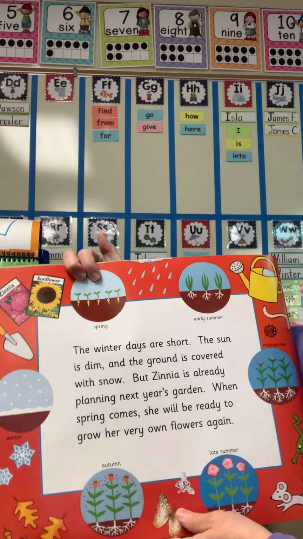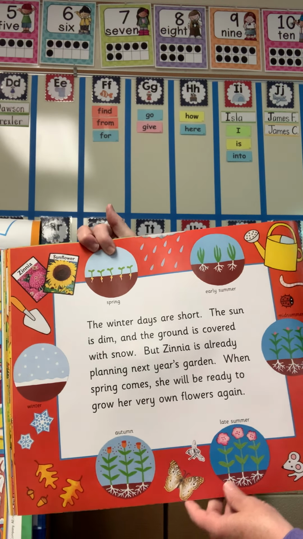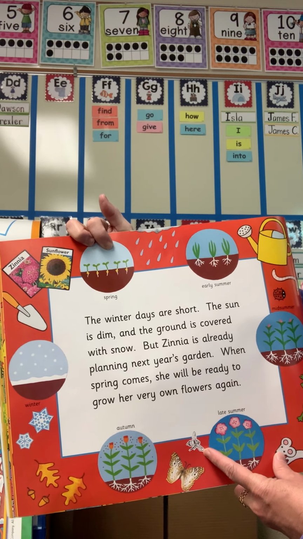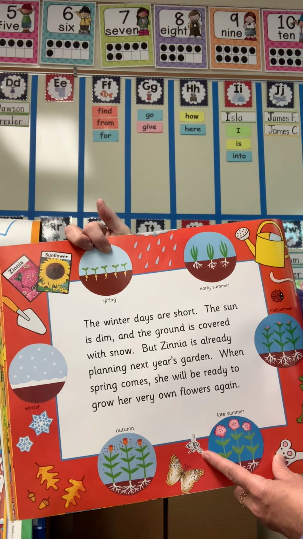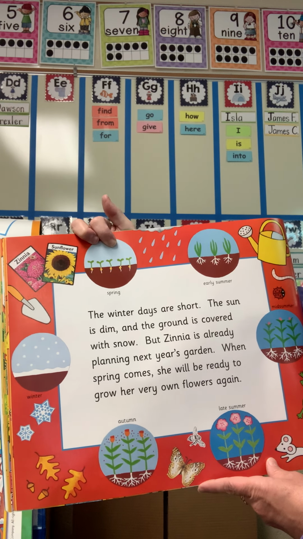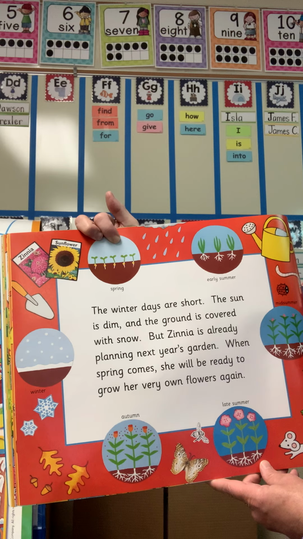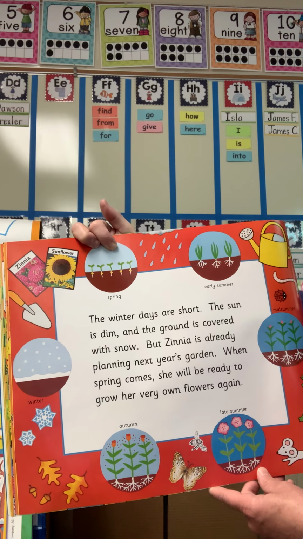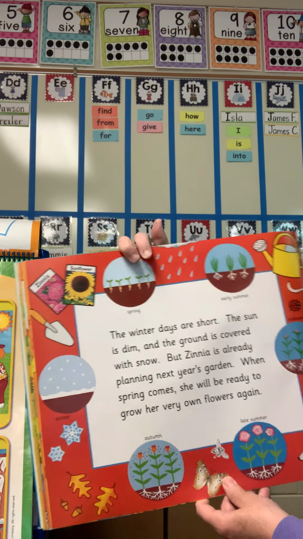The winter days are short. The sun is dim, and the ground is covered with snow. But Zinnia is already planning next year's garden. When spring comes, she will be ready to grow her very own flowers again. So she's already planning.